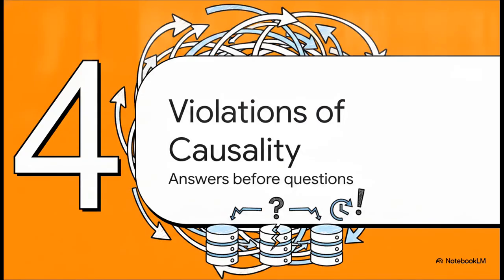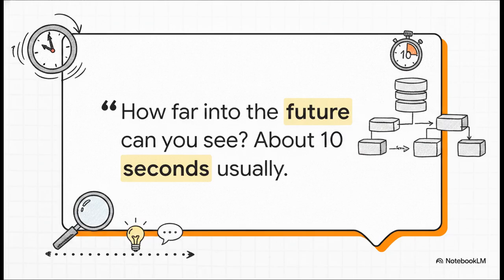Section 4. Violations of Causality. The source text for this topic provides a really wonderful dialogue from a Terry Pratchett novel to illustrate this next anomaly, and it hits the nail on the head.